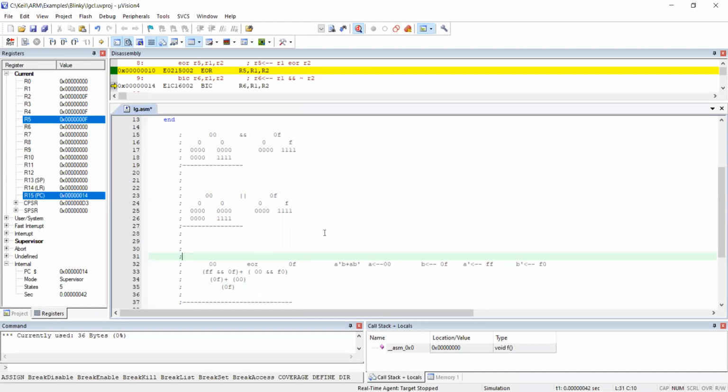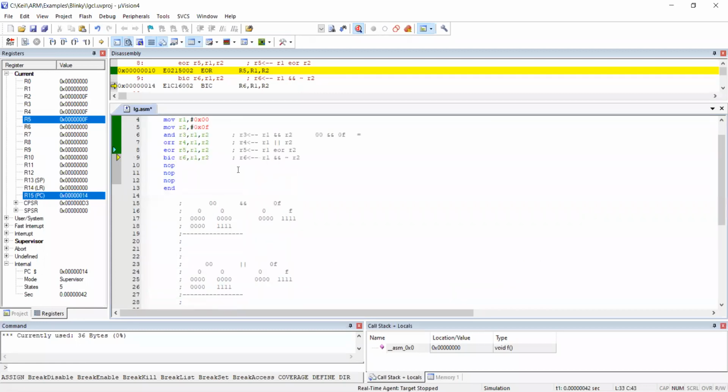No. Please check the R5 answer. Here we have discussed. Yes, the R5 answer should be 0F. So we have got R5. So what is the answer we got for R6? Just now we have discussed, no?